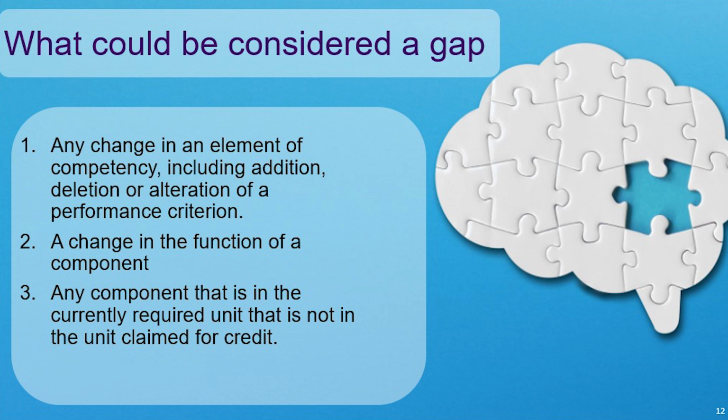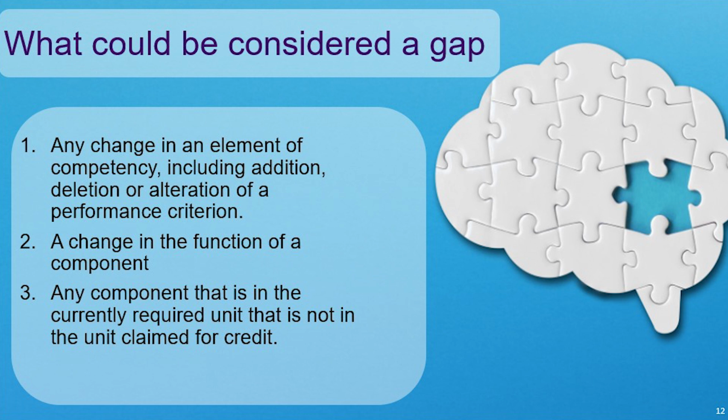There could be a change in the function of a component. What this basically means is that you sometimes find that something that was once a performance criterion has been moved into being a knowledge requirement, or something that was a knowledge requirement in the past has been moved to become a performance criterion. In those circumstances, the words might be the same, but the way it works will be different.